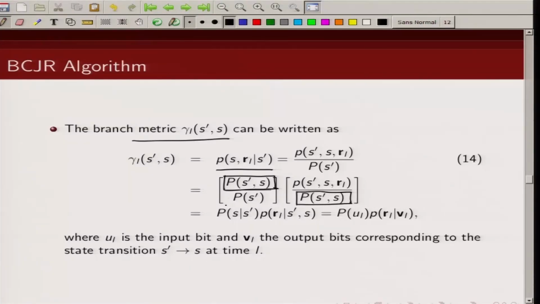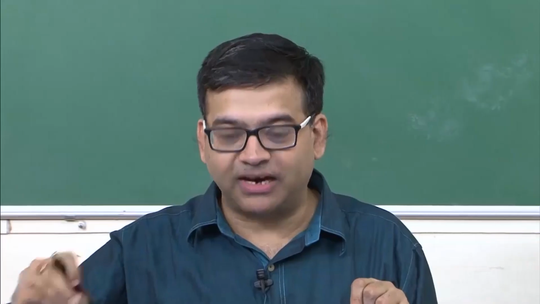Okay. Now, this quantity can be written as probability of S given S prime, and this probability can be written as probability of R L given previous state S prime and next state S, which can also be written as probability of R L given transmitted sequence V L multiplied by a priori probability of getting U L. So, note that this probability will be 1 only when there is a valid transition from state S prime to S, otherwise this will be 0.